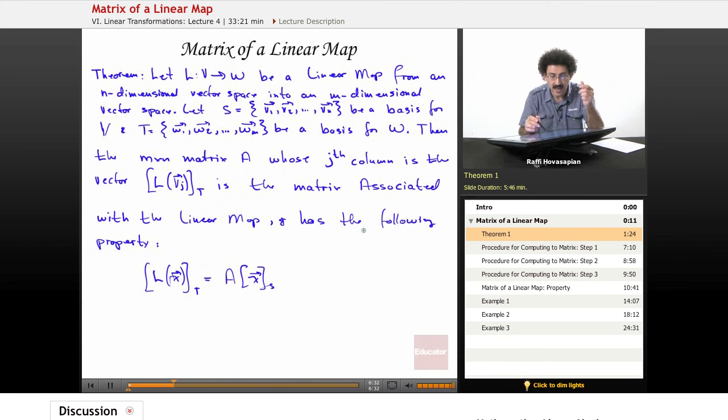It has an interesting property. If I take some random vector in the departure space, perform some operation on it, and then find its coordinate vector with respect to the basis T, it's the same as if I take that x before I do anything to it, find its coordinate vector with respect to S in the departure space, and then multiply it by this particular matrix. I get the same answer. So let's just do some examples, and I think it'll make a lot more sense.